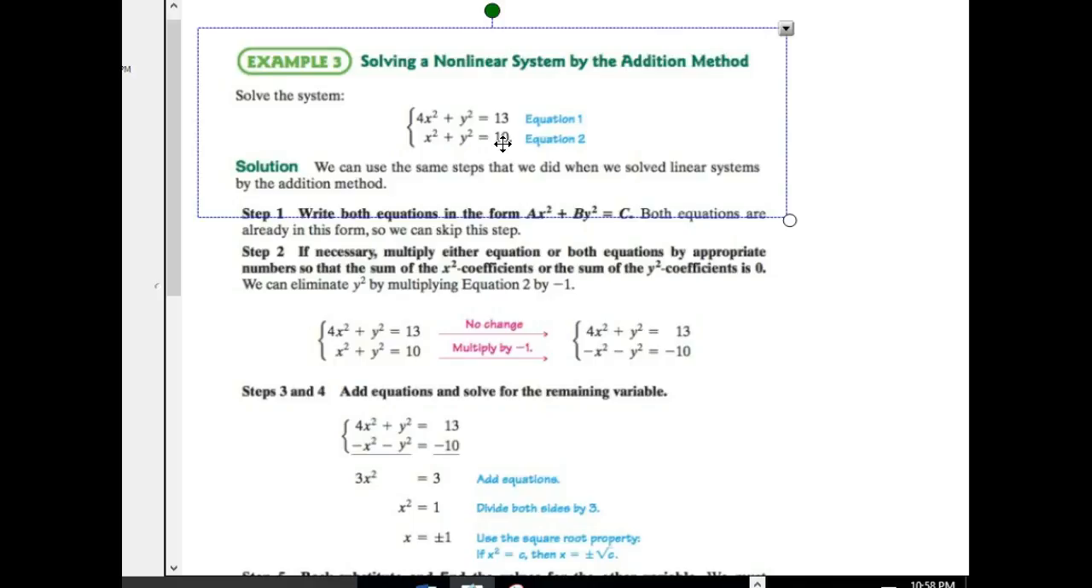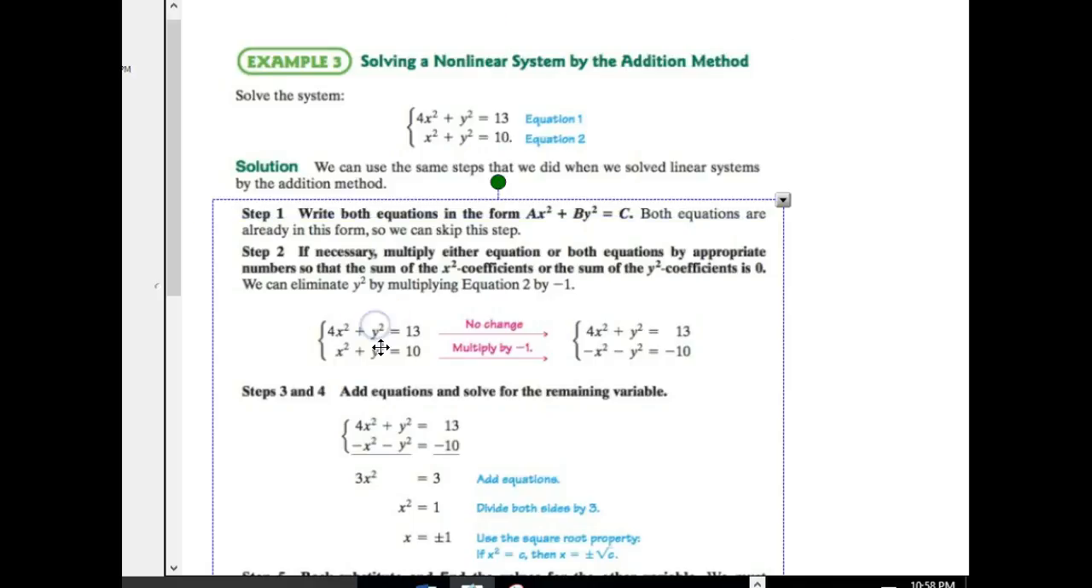Now, in looking at this problem, since both of these are y squared, if I would just multiply the bottom one by a negative to make it opposite, then it would be very easy to eliminate my y squared. So that's what we're going to do. Notice the top equation here. There is no change. We keep it 4x squared plus y squared equals 13. However, on the bottom, we're going to multiply the entire equation here by -1. Which gives me negative x squared minus y squared equals -10.